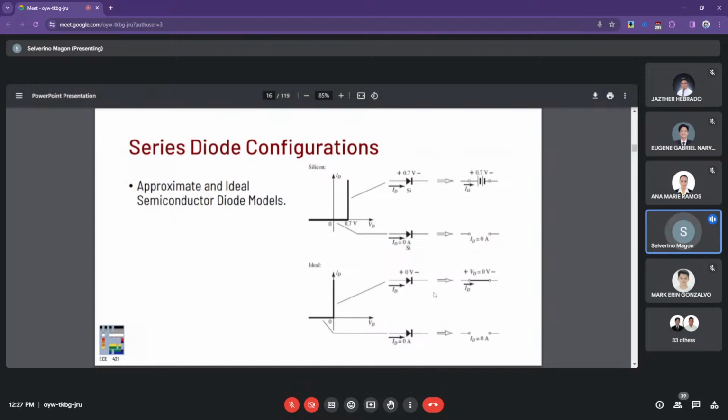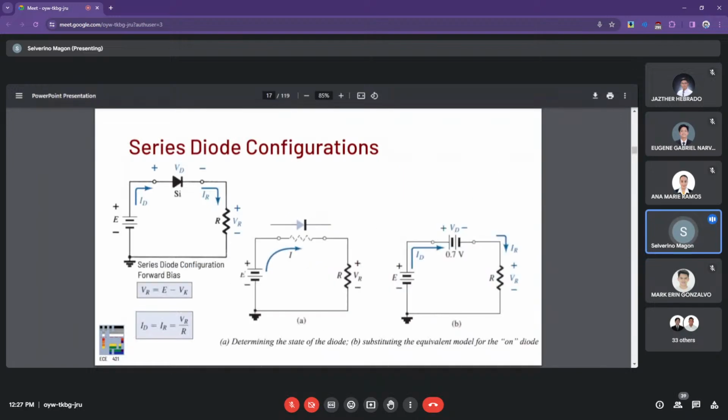For the ideal diode, you just have a closed switch with zero volts across, and then the current will definitely still be zero in the case of the reverse region, or in the case of zero current. So that's the symbol, merely equivalent to an open switch.